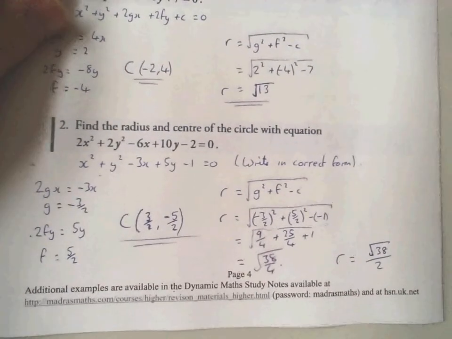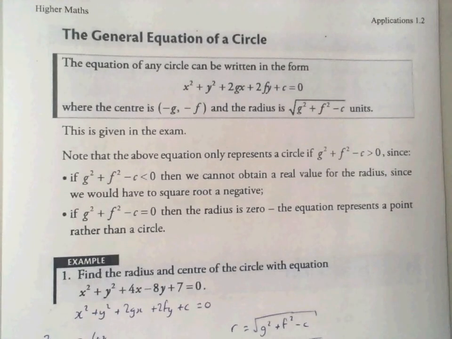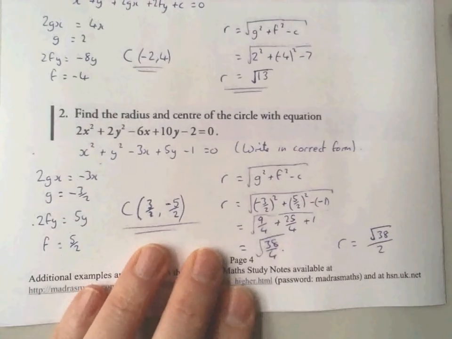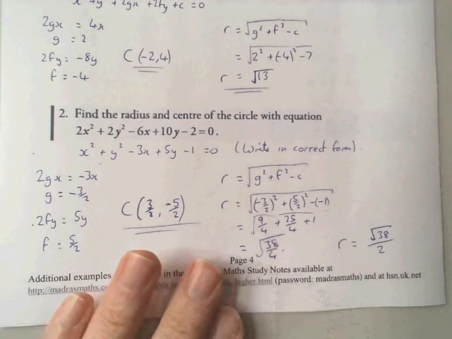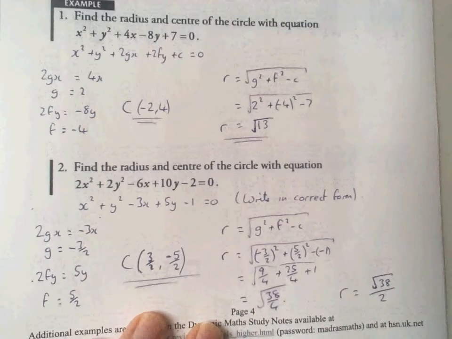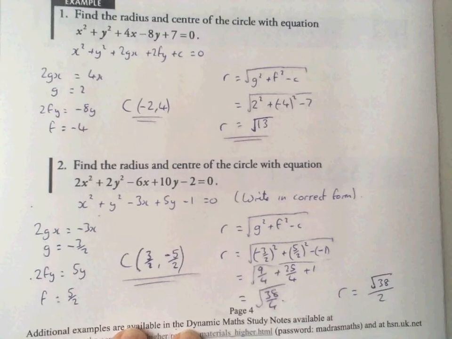Question number 2. Find the radius and centre of the circle with this equation. Well, does it look like that? No, it doesn't at the moment. It doesn't look like x squared plus y squared because we have 2x squared plus 2y squared for the leading term, so we need to divide every single term by 2. So let's do that. Let's compare our coefficients of x and y. So let's compare minus 3x to 2gx, just like we did in the previous question. So g will be negative 3 over 2. 2fy will be 5y, so f will be 5 over 2.